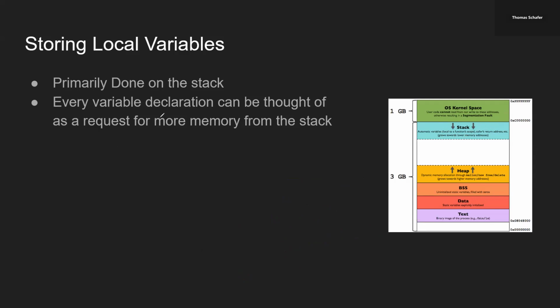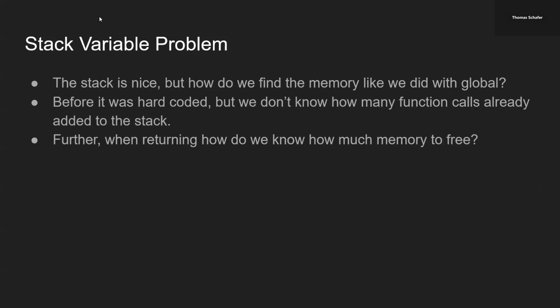Each variable declaration can be thought of as a request for more memory from the stack. So we're used to situations where we're calling for memory from the heap using malloc, and this is very explicit. But when we do something like this, in a very similar way, we are saying, hey, I need memory for this variable. So this is actually also a request for memory. And in the box circle diagram, both of these create a box. But there's a little bit of a problem.